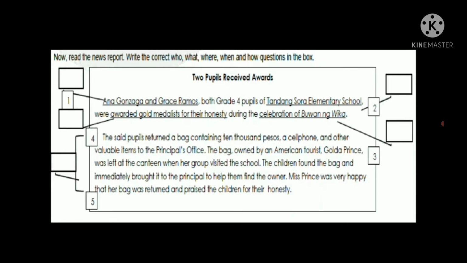The children found the bag and immediately brought it to the principal's office to have them find the owner. Miss Prince was very happy that her bag was returned and praised the children for their honesty.